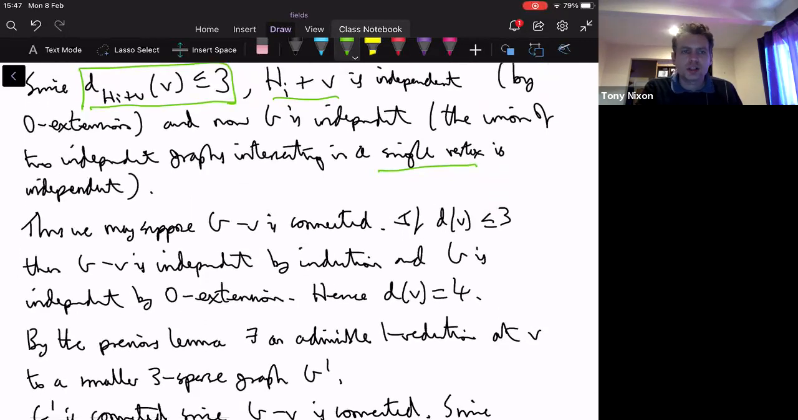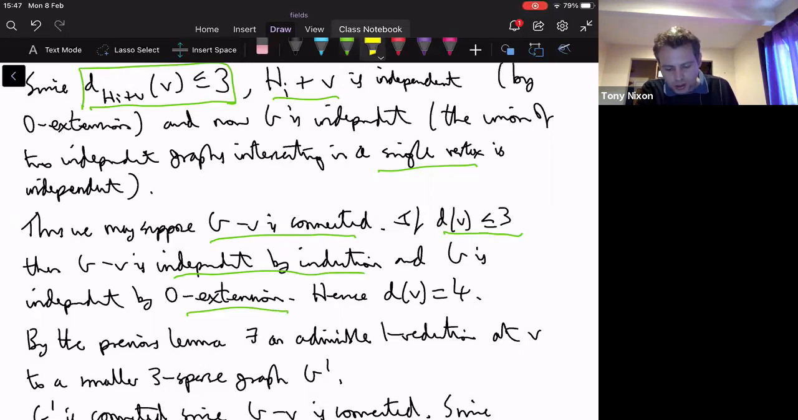So we know the answer is true if G minus V is disconnected. So we can assume that G minus V is connected. Hence, if the degree of V, our minimum degree vertex, was at most 3, then G minus V is a connected graph with minimum degree at most 4 and maximum degree at most 5. So it's independent by the induction hypothesis. And hence, G is independent by applying a zero extension operation, which we already have seen preserves rigidity.